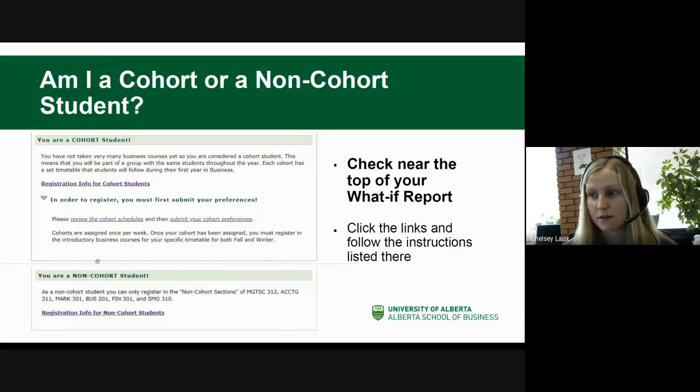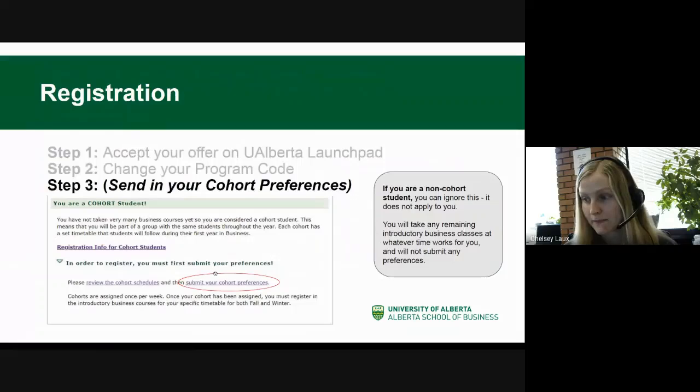Okay, so again, this was the cohort, non-cohort section. Go in and click those links on your what if report in those sections and review the schedules. If you're a non-cohort student, you're going to click that link there. It's going to show you which sections of those classes listed, management science, accounting, marketing, biz, finance, and SMO, you can enroll in as a non-cohort student. So you're going to send in your cohort preferences if you're a cohort student. If you're a non-cohort student, you're just going to worry about taking any of the remaining introductory business classes at whatever time works for you.